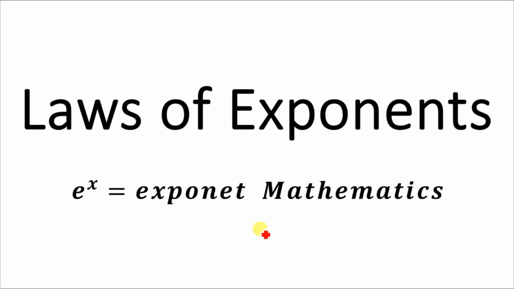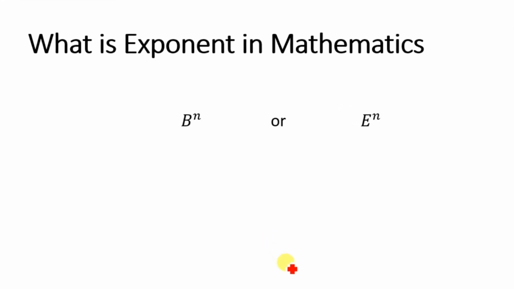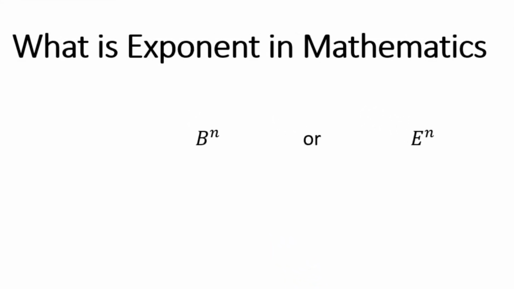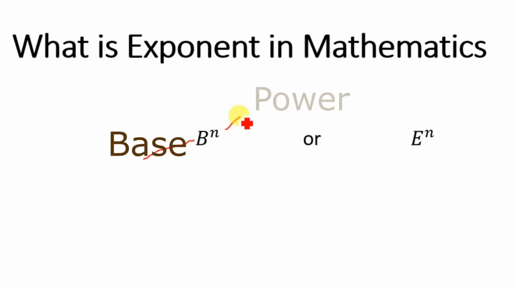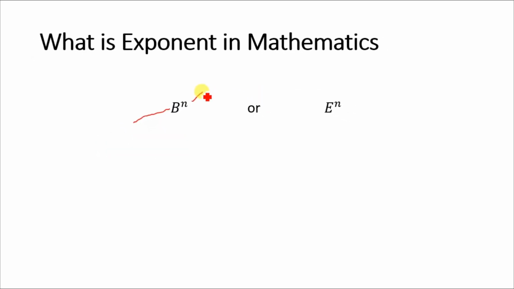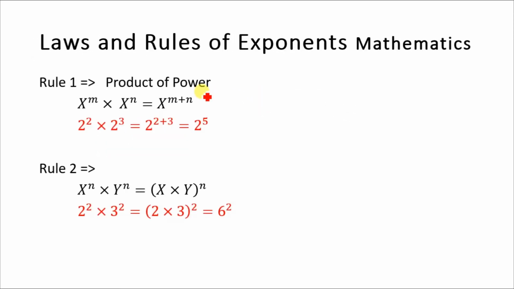Today we are going to learn about the laws of exponents and how to solve exponents in mathematics. Any term which is represented as b power n or e power n is known as an exponent. In this term, b is the base and n is known as the power. So this is an exponential term or an exponent. There are 6 basic laws and rules with the help of which you can solve exponents in mathematics.